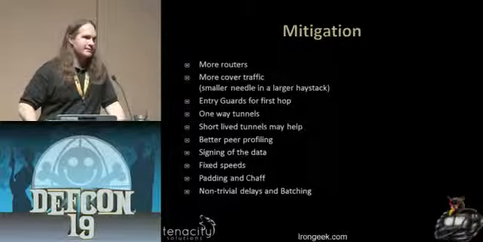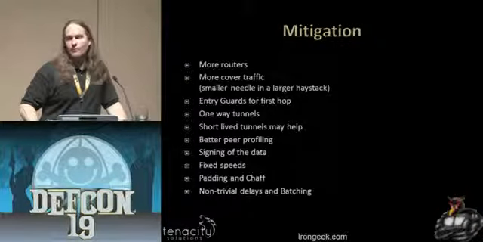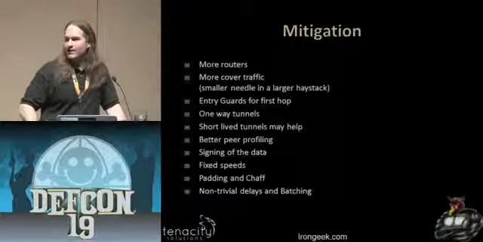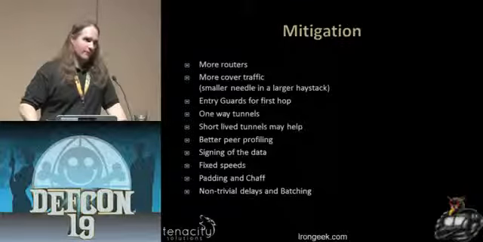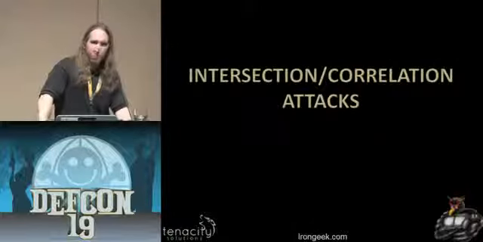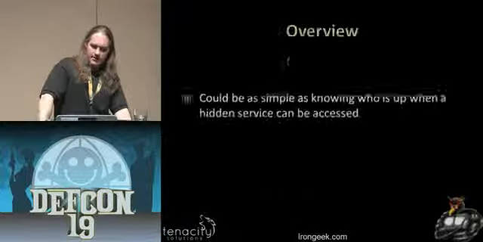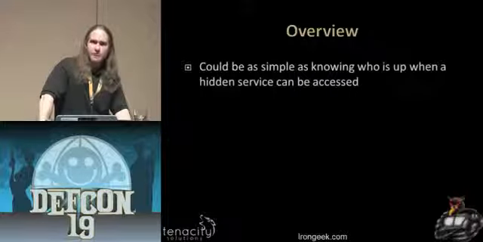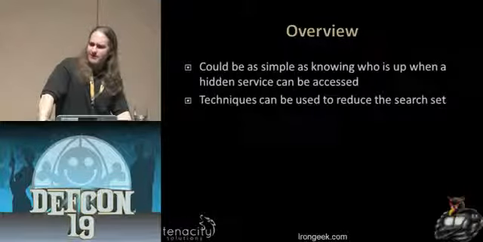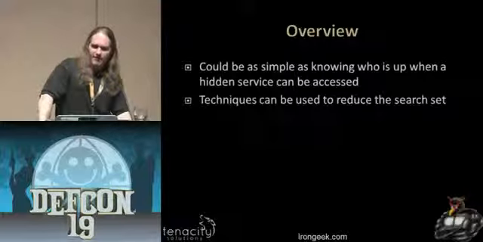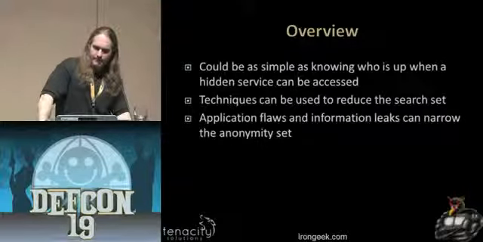Also, non-trivial delays, making a message wait a while before it's sent out, can also confuse an attacker. For low latency protocols like HTTP, this really isn't so much of an option. But for things like mail, does it really matter if it gets there a minute from now or 5 minutes from now? Probably not. Then there's also intersection and correlation attacks. This could be as simple as knowing who's up in the hidden service at the same time as the public IP address is available. These techniques can be used to reduce an anonymity set. Maybe not necessarily outright reveal someone, but at least help you in profiling them.